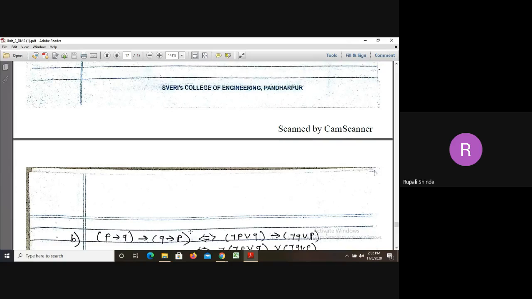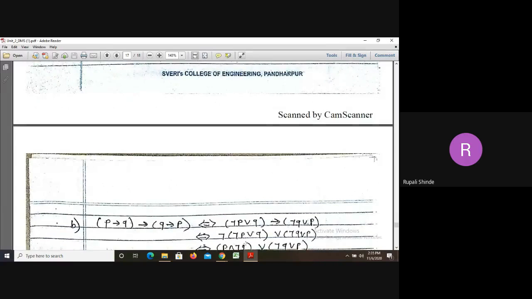So first of all, you have to remove all the conditionals. तो कंडिशनल रिमूव्ह केल्यानंतर तुम्हाला हा फॉर्म मिळेल, P and negation Q or negation P or P.